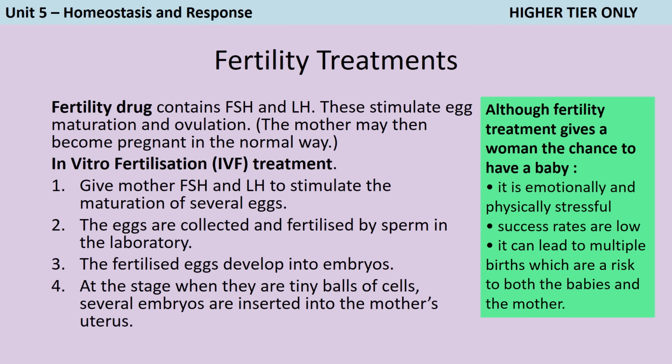The first stage of fertility treatment will involve taking a drug that contains FSH and LH. The idea of this is that this will stimulate egg maturation and ovulation if those just aren't happening, and then it may be possible for the woman to become pregnant in the usual way.